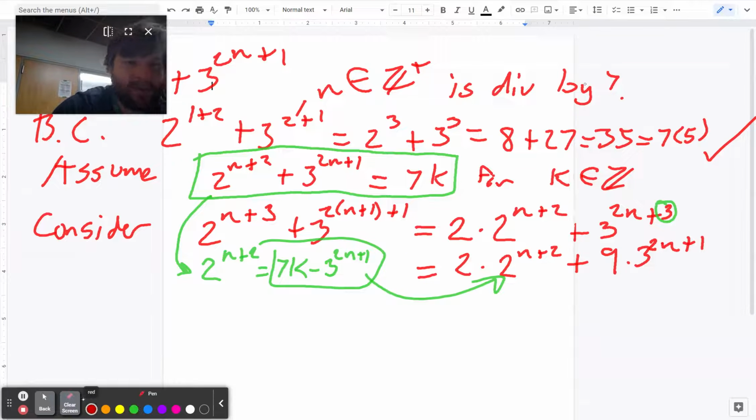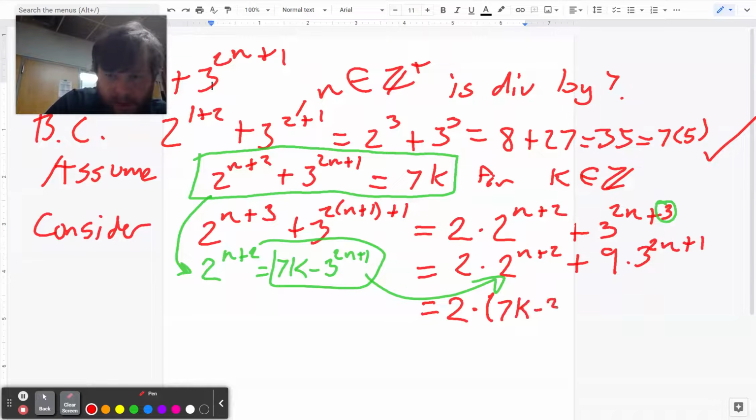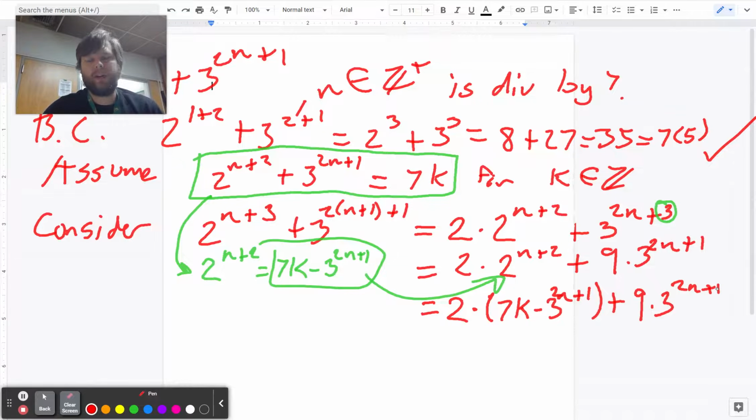Like I warned you at the beginning of this video, not sure I can see the whole pathway on this one. So we'll see. So 2 times my substitution, 7k minus 3 to the 2n plus 1. Yep. Plus 9 times 3 to the 2n plus 1. Oh, that's cute. Okay, I see that this is going to work out. Great. So distribute it out.